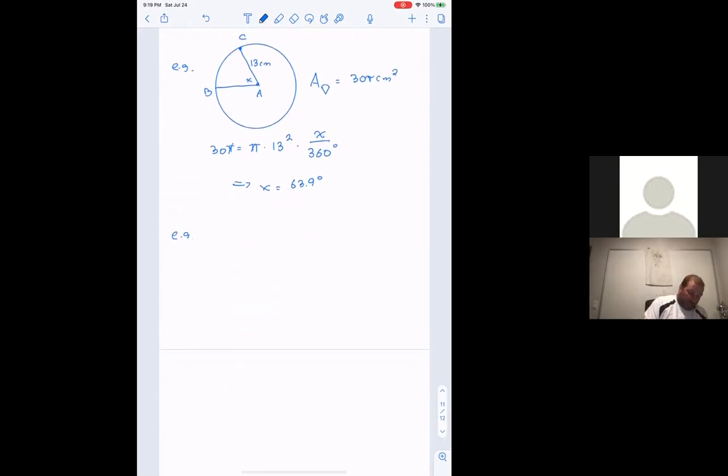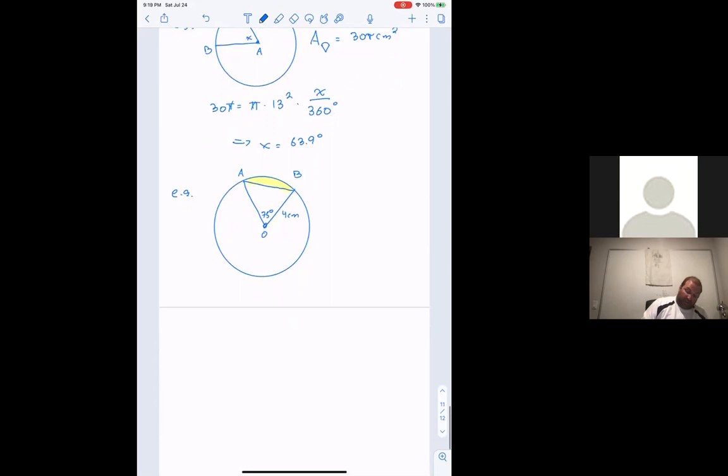And then we have the next example. Again, we have a circle. But now we're actually cutting off a portion of the sector. And they tell us that it's 4 centimeters with a 75-degree central angle. And they want the area of the segment enclosed by the chord AB and the arc AB. So how do I find the area of that? We don't have a formula for that, do we? But we can use a little trick.